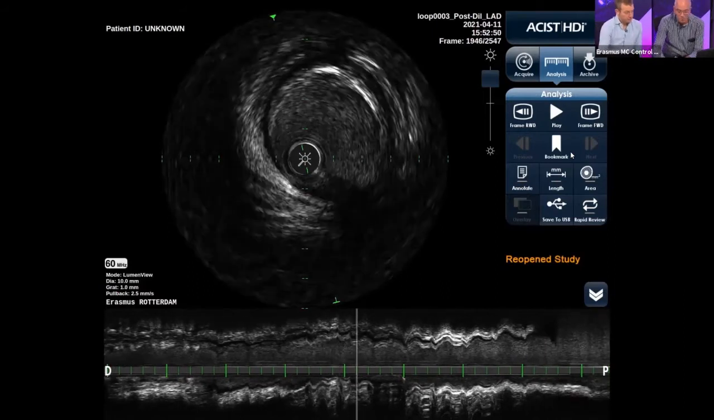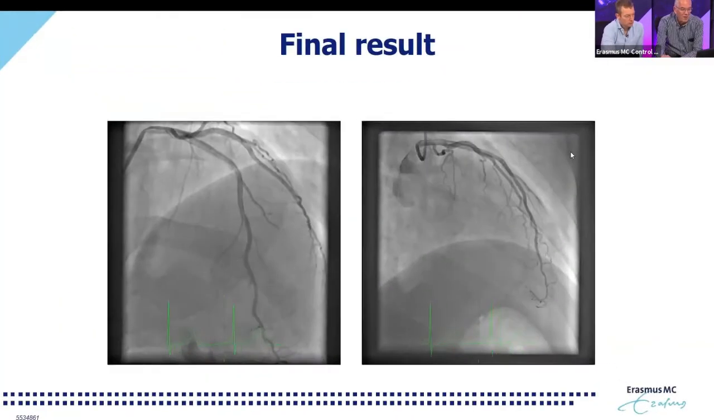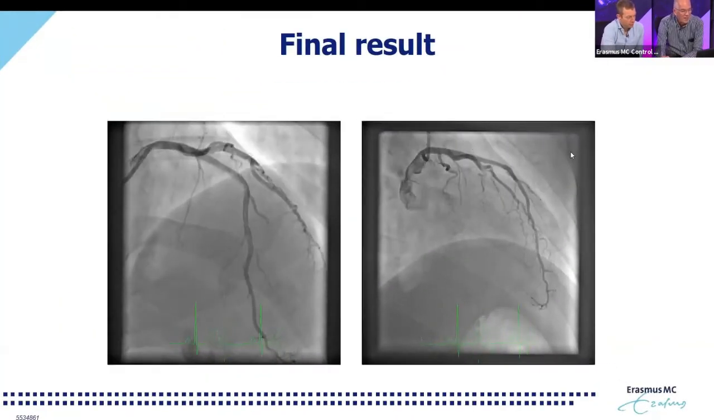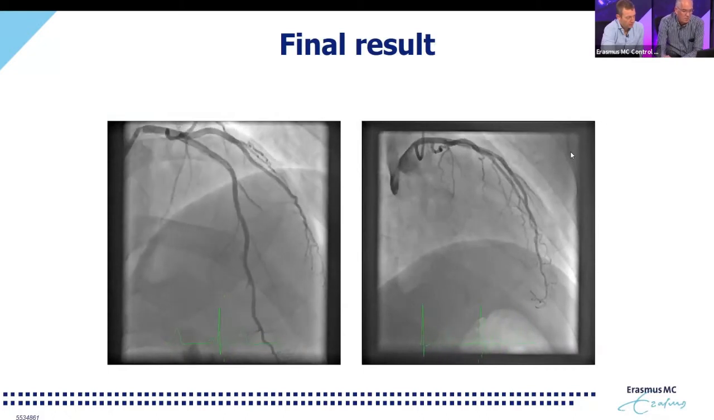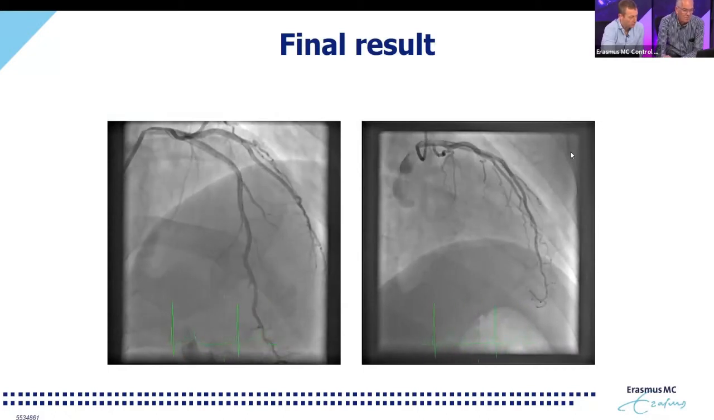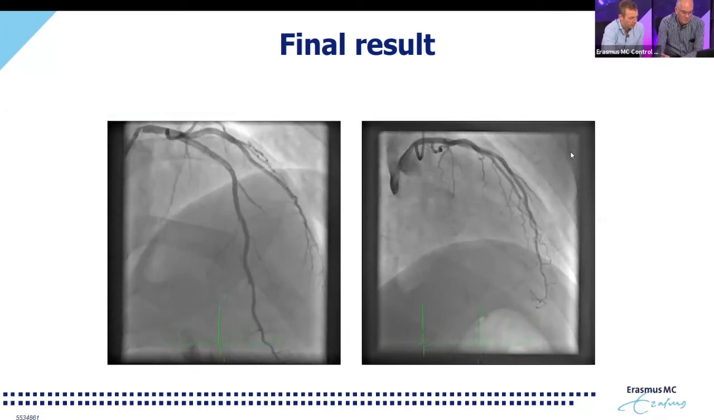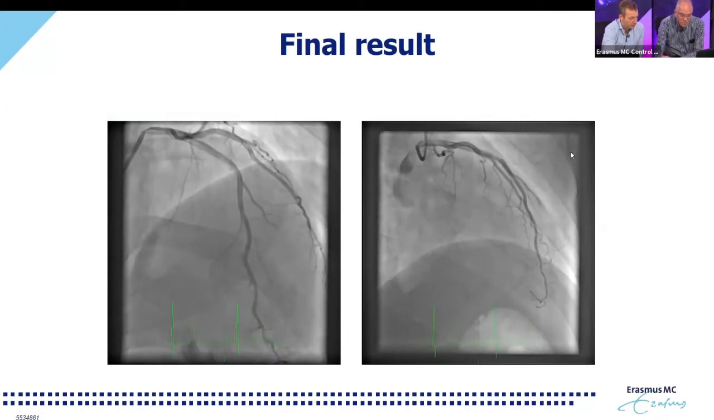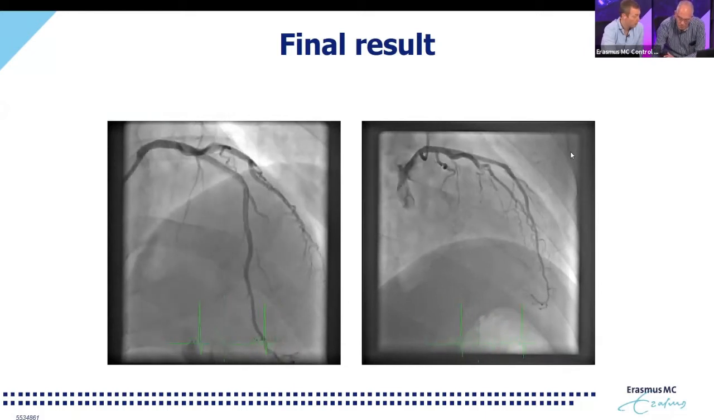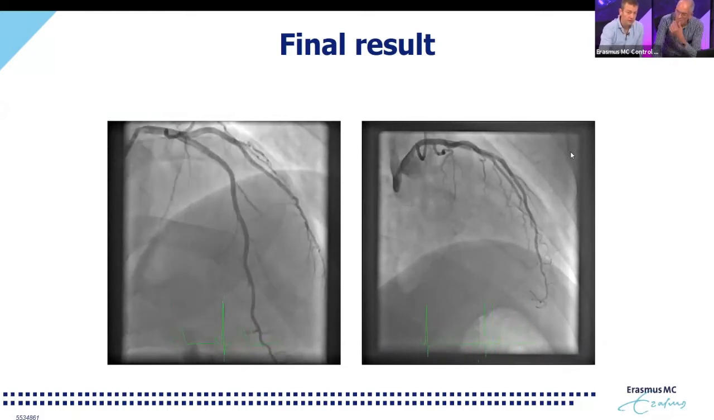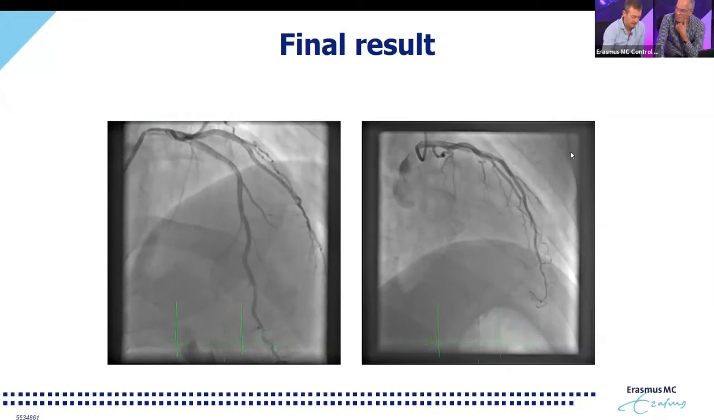All right. Yeah. So let's have a final look at the angiogram. Yeah. So here you see the result post thrombectomy, post ballooning of the proximal part, and post some nitrates, which shows you here a nicely patent vessel with TIMI grade 3 flow.